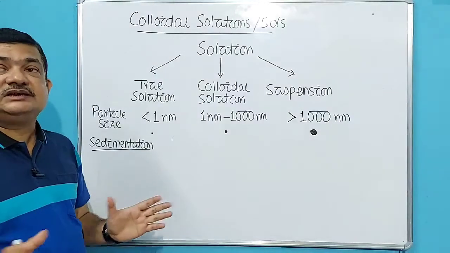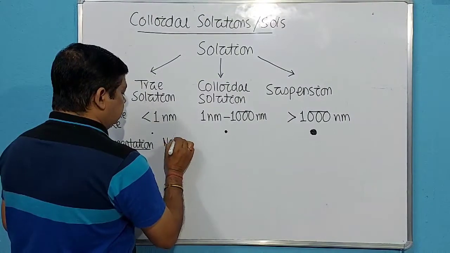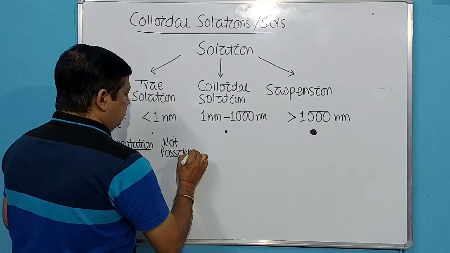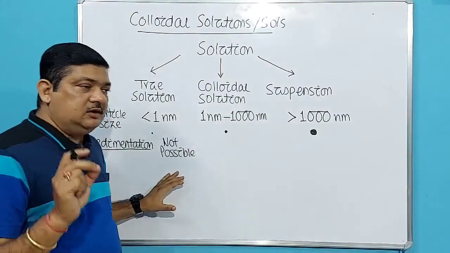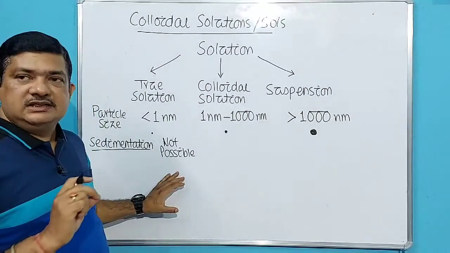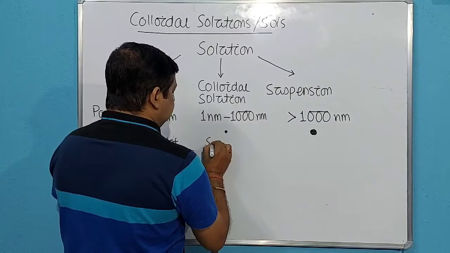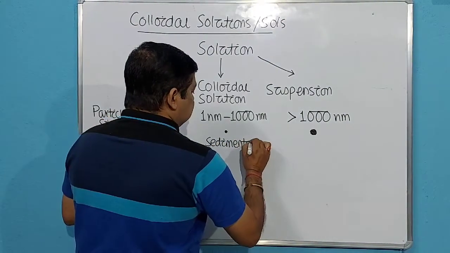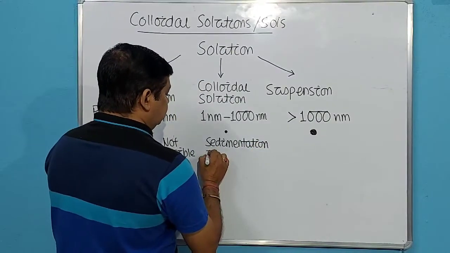A true solution is a homogeneous solution. It never gets settled. That means sedimentation is not possible in the case of a true solution. The solute particles are so small that they cannot settle down. But here it can be settled. Sedimentation is possible because of the relatively larger particle size.